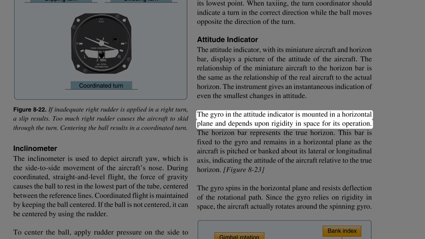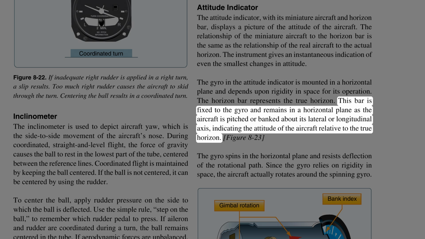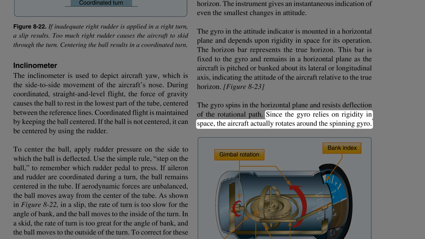The gyro in the attitude indicator is mounted in a horizontal plane and depends upon rigidity in space for its operation. The horizon bar represents the true horizon. This bar is fixed to the gyro and remains in a horizontal plane as the aircraft is pitched or banked about its lateral or longitudinal axis, indicating the attitude of the aircraft relative to the true horizon. The gyro spins in the horizontal plane and resists deflection of the rotational path. Since the gyro relies on rigidity in space, the aircraft actually rotates around the spinning gyro.